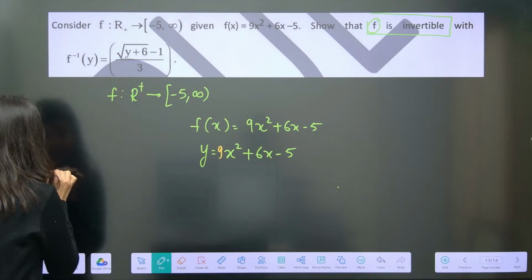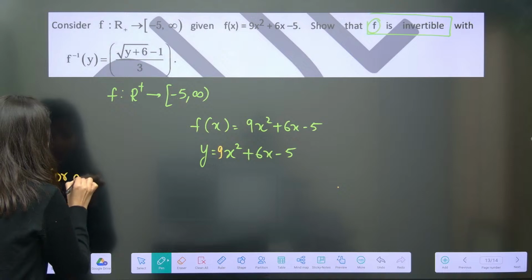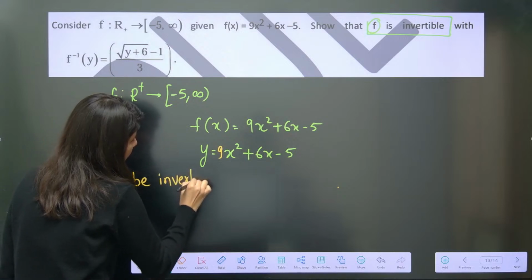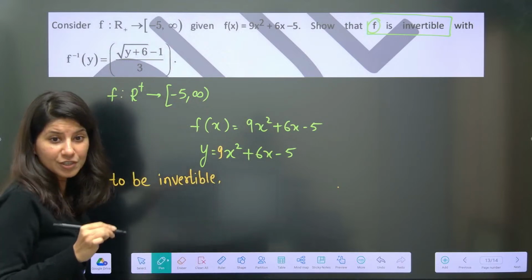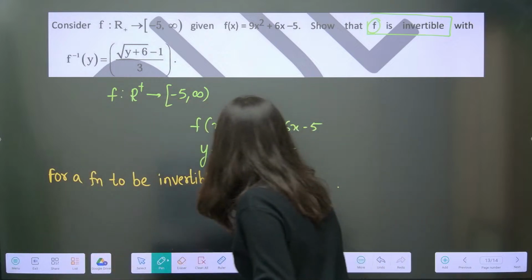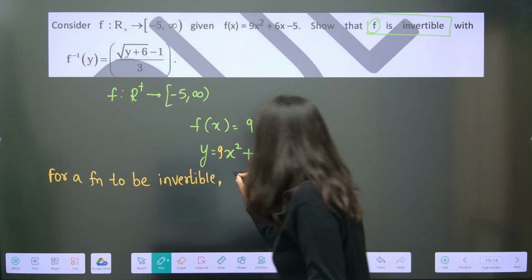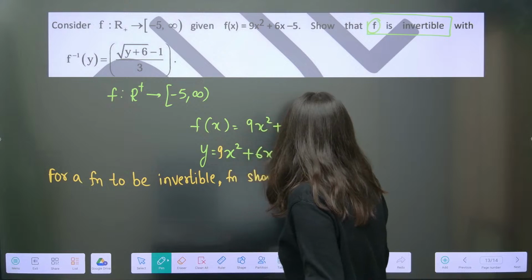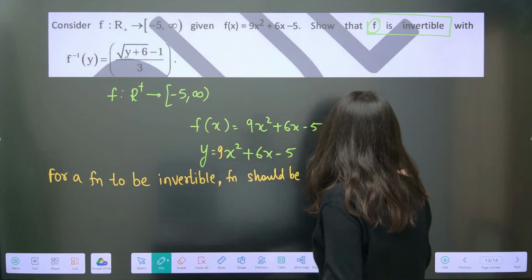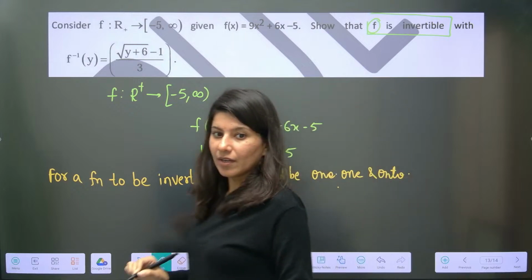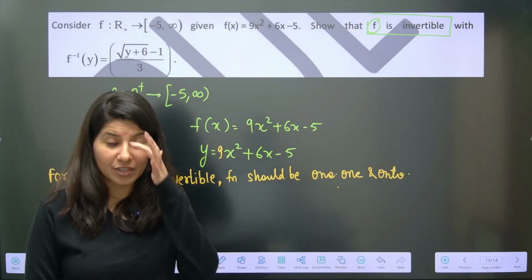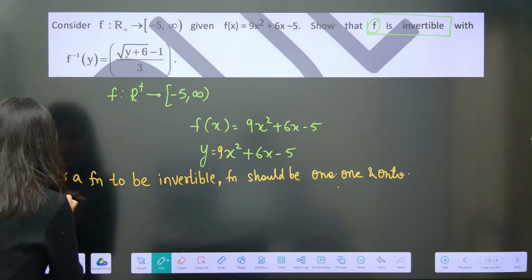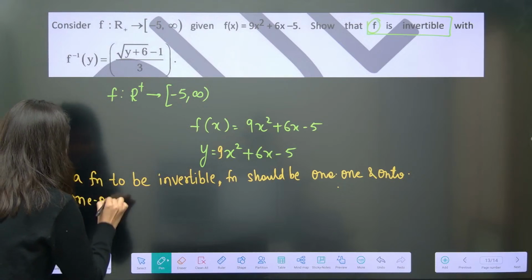We need to write: for a function to be invertible, the function should be 1-1 and onto. First thing, you can't jump and find the inverse of a function. First you will find whether the function is 1-1 or not. We have the same method. Now check for 1-1.